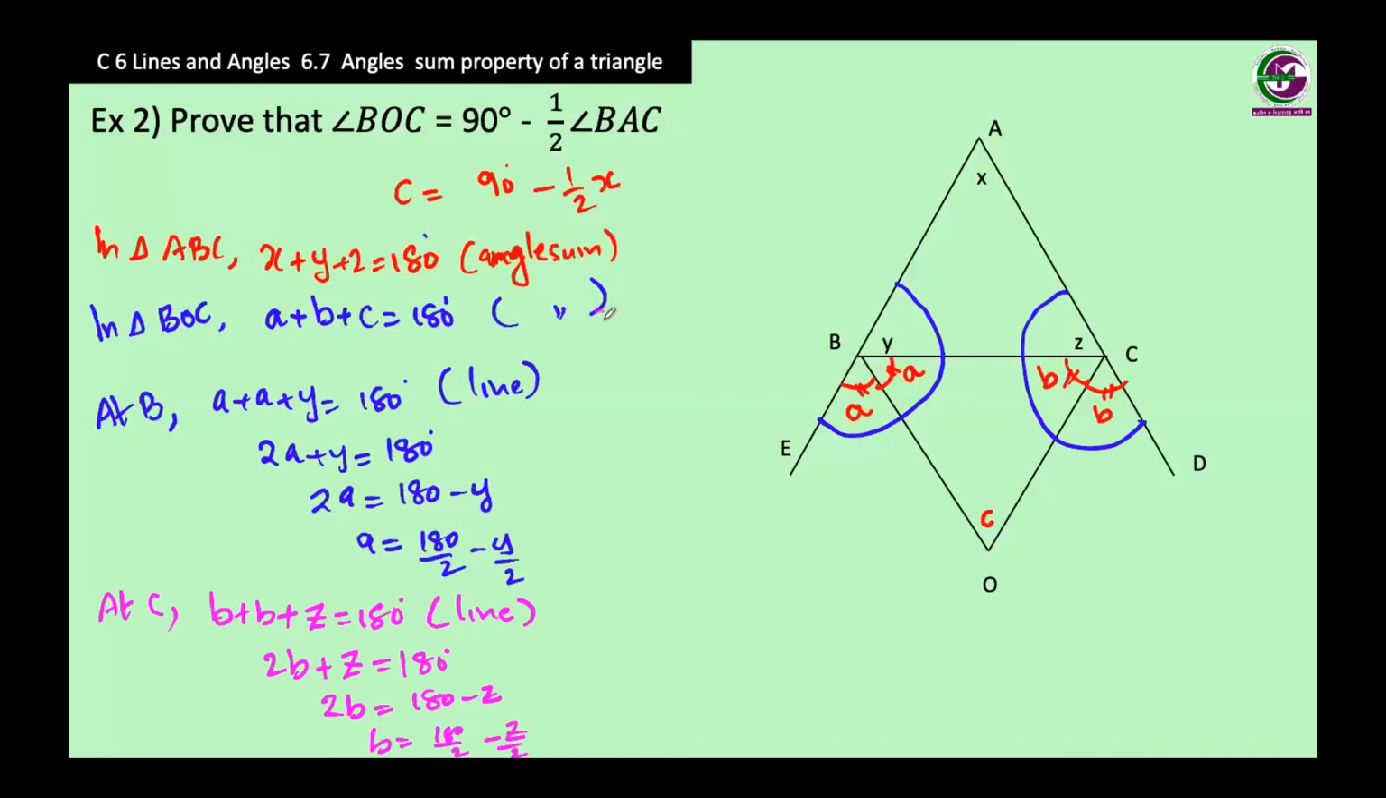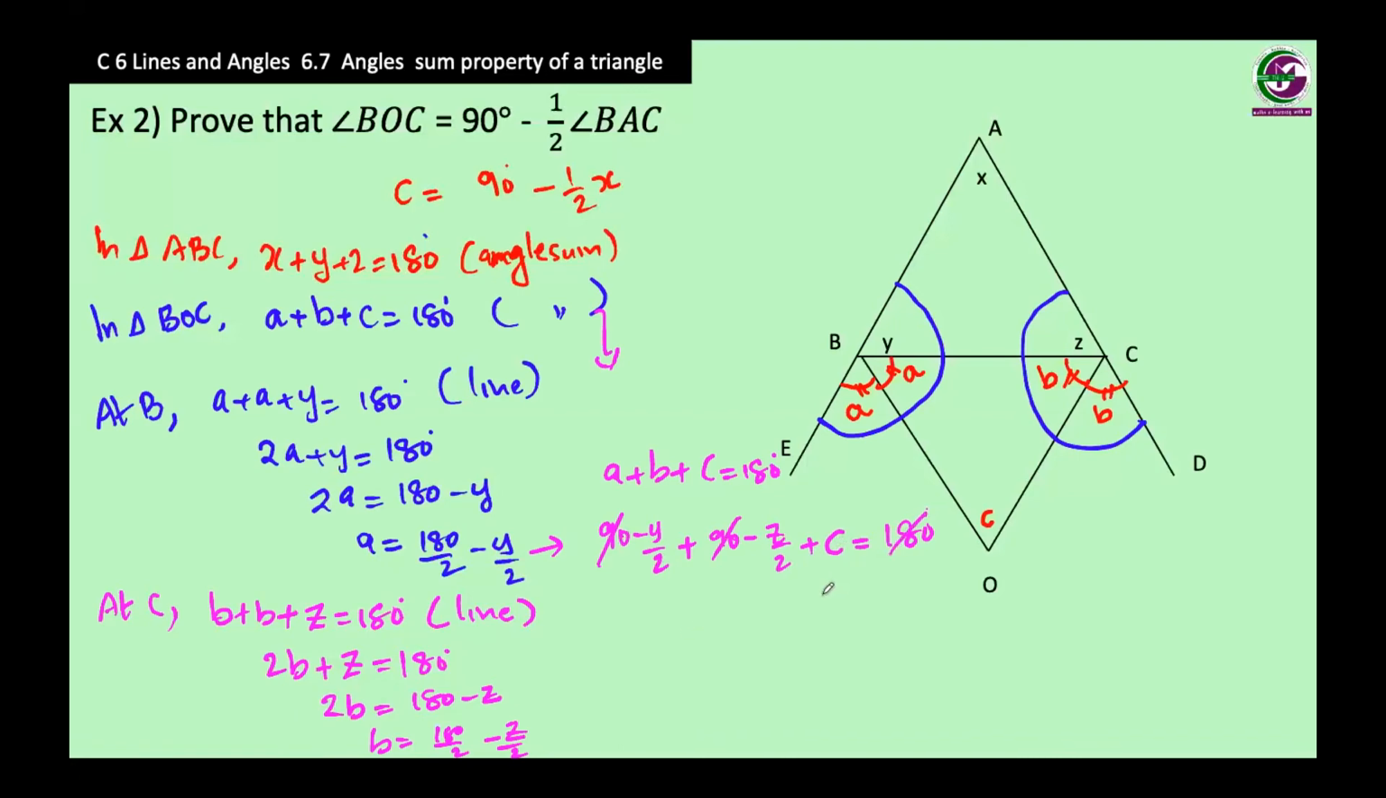Now let us continue from the same equation. A is 180 by 2, which is 90. So let us replace A plus B plus C is equal to 180 as A means 90 minus Y by 2. B means 90 minus Z by 2 plus C is equal to 180 degree. Now we have 90 plus 90 is 180. This gets cancelled with the other 180.